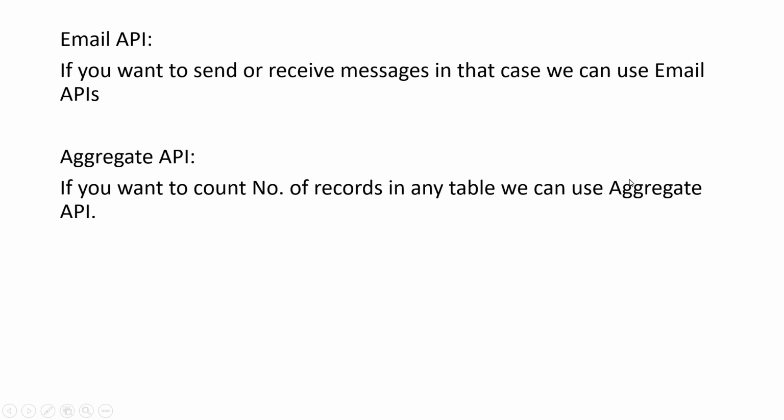And next is the aggregate API. What is meant by aggregate API? If you want to count the number of records in any table, we can use the aggregate API. Simple: the count of records. For example, in incident, around 1000 records are there. So the aggregate API can count the number of records generated in the incident table. How many records are present in that table? That API can count it. That is called the aggregate API.